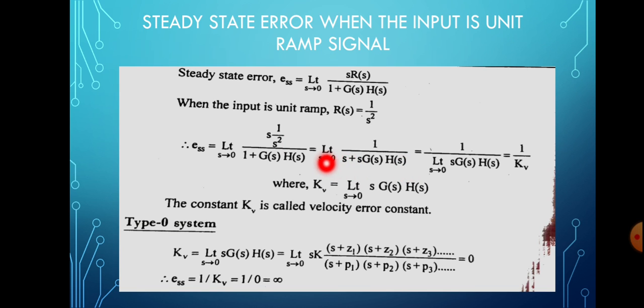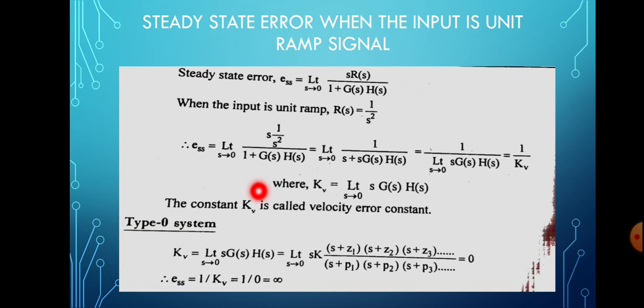And if we substitute, see here the limit value is limit s tends to 0 of 1 divided by s plus s into G of s into H of s. Here you can see that this limit can be applied to the denominator, so that will be equal to 1 divided by limit s tends to 0 of s into G of s into H of s. So this value will be equal to the velocity error constant, that is kV.